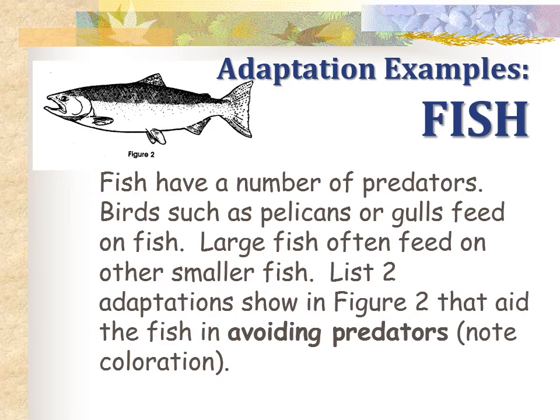Fish have a number of predators. Birds such as pelicans or gulls feed on fish. Large fish often feed on other smaller fish. So let's think about two adaptations that the fish have to avoid predators. So in this case, we're not looking for adaptations that help fish find food. We are looking for how they avoid becoming food.